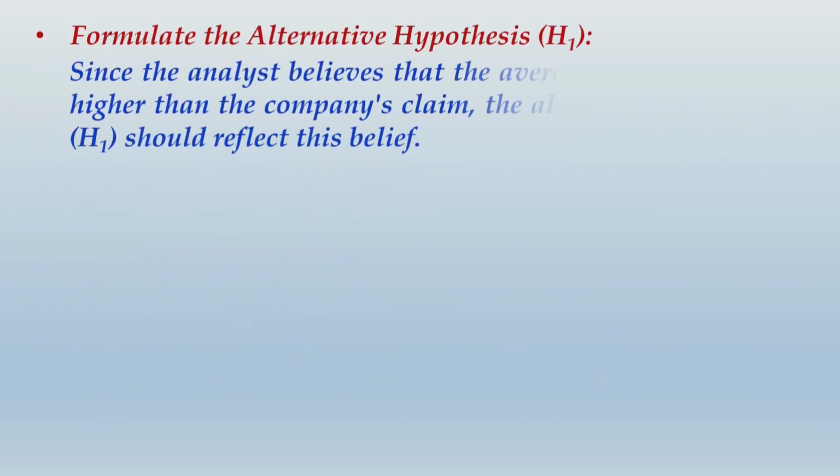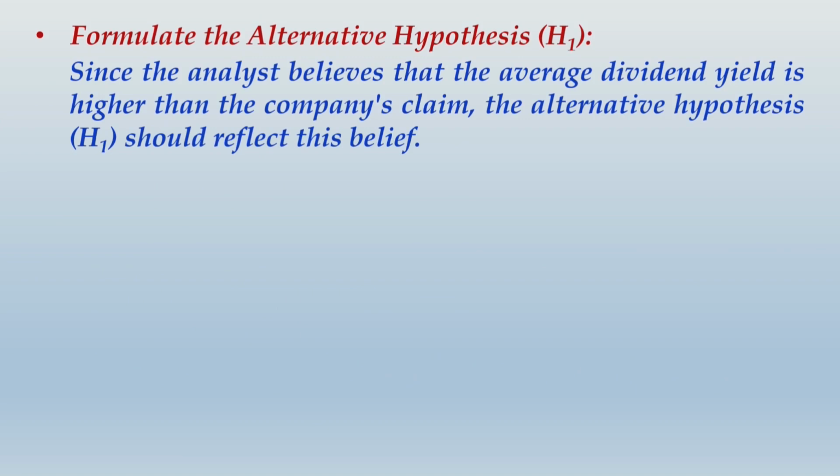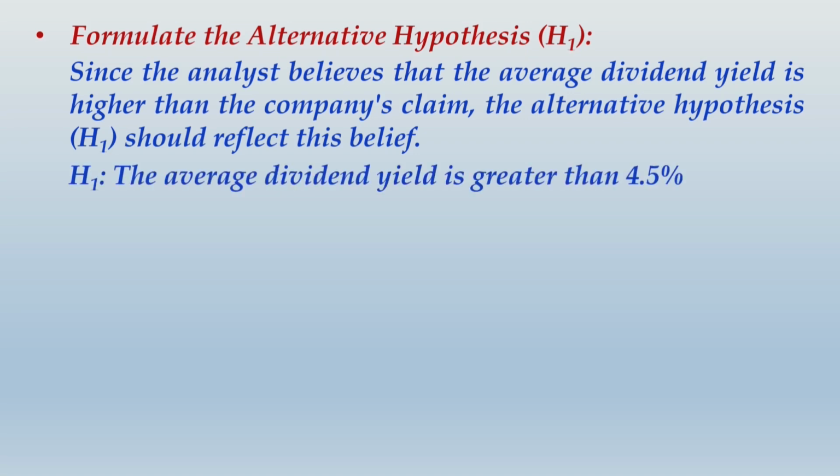Formulating the alternative hypothesis. Since the analyst believes that the average dividend yield is higher than the company's claim, the alternative hypothesis H1 should reflect this belief. H1 should state that the average dividend yield is greater than 4.5%. So H1 will be mu greater than 4.5%.